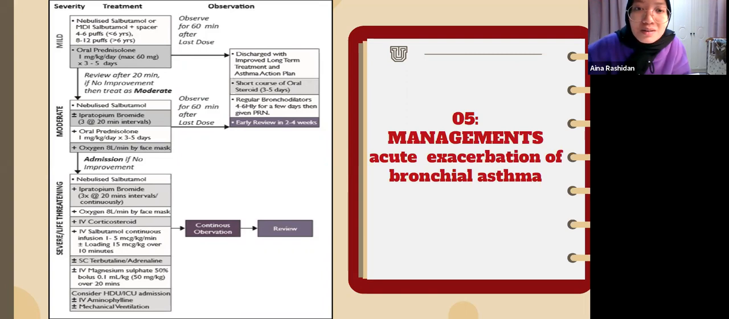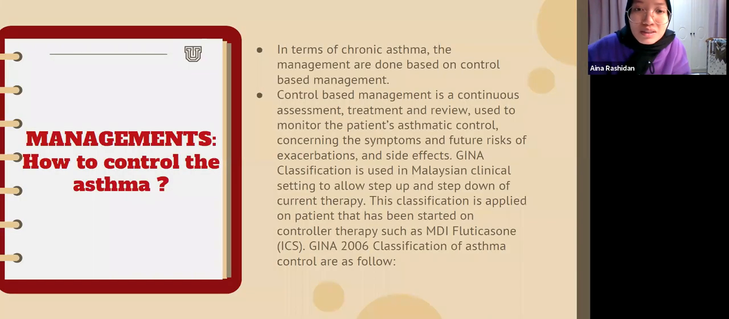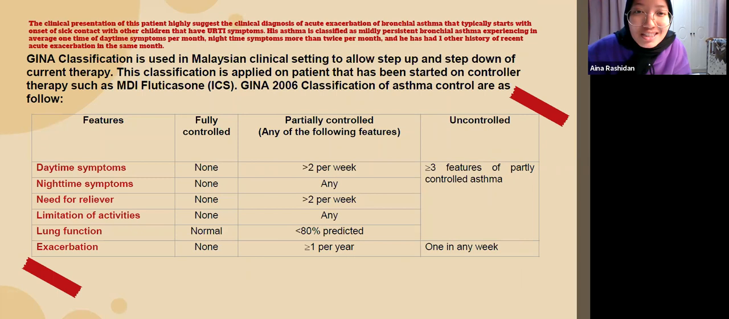So after we have already treated the acute part, how will we control the asthma? So we will control the asthma by using the GINA classification. Next. So this is the GINA classification, where we will evaluate based on the daytime symptom, nighttime, the need for reliever, any limitation of activity, his lung function test, and also the exacerbation of asthma, the duration of exacerbation.